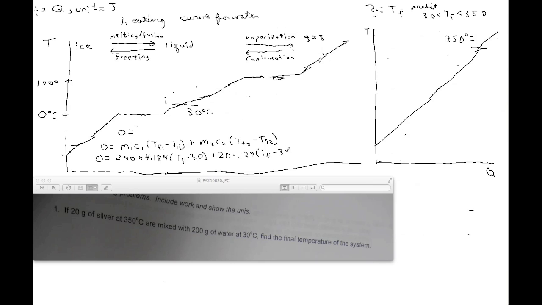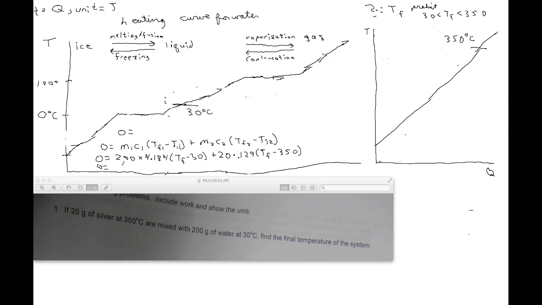so now we get 0 is equal to 836.8 times TF minus 30, and then plus 200 times 0.129 is equal to 25.8. All right, let me catch up with you here. Times TF minus 350. Let me catch up with you here.